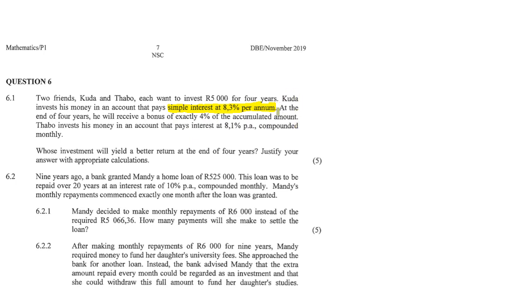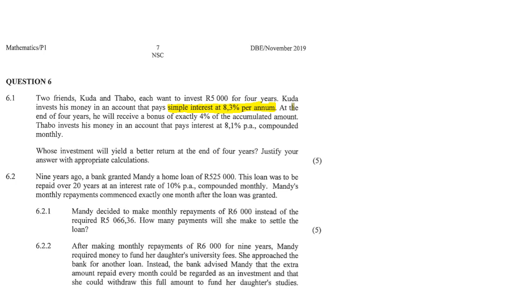So what's happening here in Kuda's situation, you have to imagine the scenario out, is that he's putting 5,000 Rand into a savings account, and he's putting this 5,000 Rand away for a period of 4 years. Every single year, he gains interest. Now, this specific bank that he's working with is going to reward him at the end of the 4 years by giving him a bonus 4% on whatever the total amount is of his savings at the end of 4 years. So that's basically what's happening with Kuda's situation.